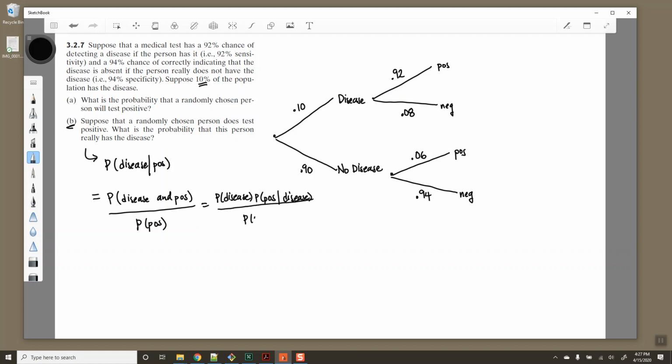And then this probability of positive, we're going to have to basically find these values here, okay? So this probability of positive is going to be 0.10. This is the probability of disease times the probability of positive given disease. So 0.10 times 0.92. And this is going to be 0.092. This is the probability of disease and positive. Okay, that's going to be part of our positive answer.